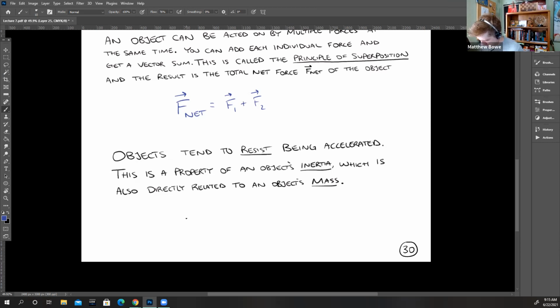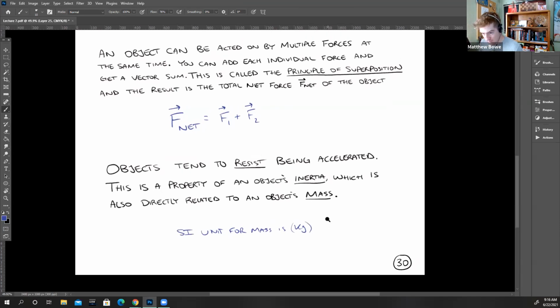And I guess I put the SI unit for mass is 1 kilogram. SI units for mass is kilogram.